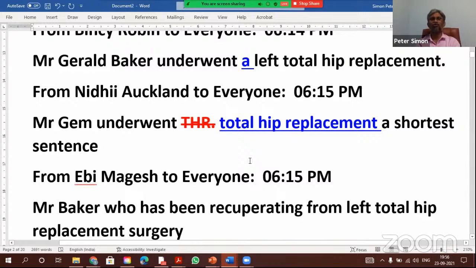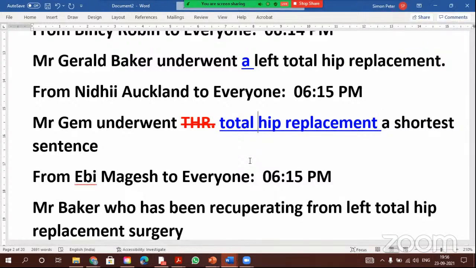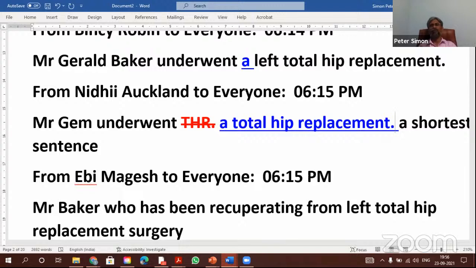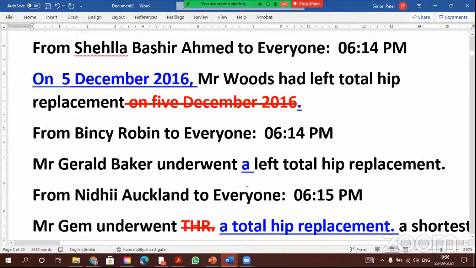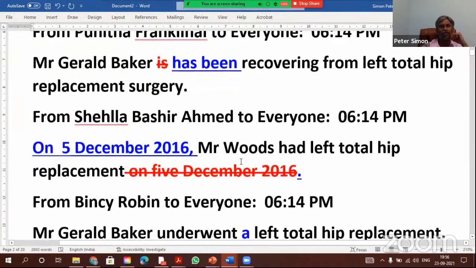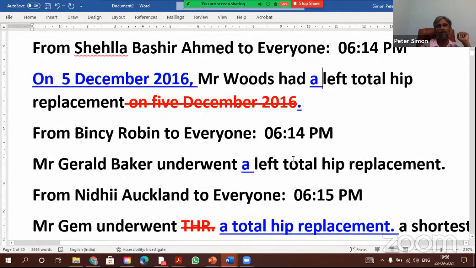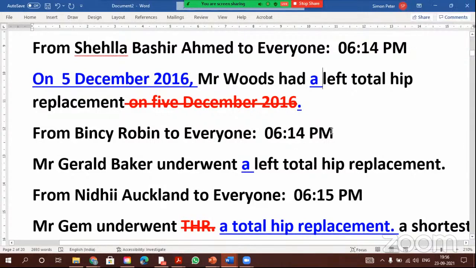Okay, Mr. Jem underwent total hip replacement. Total hip replacement. I have a query. There was one more sentence with had total hip replacement. So we don't need to write a before total? It is compulsory if replacement is there, but if surgery is there, no need. No, because you didn't correct it in the last sentence before, Bincy. Mr. on 5th December had left total replacement. Why is a not needed? Yes, you are right. A is needed. Sometimes we may miss some here and there.